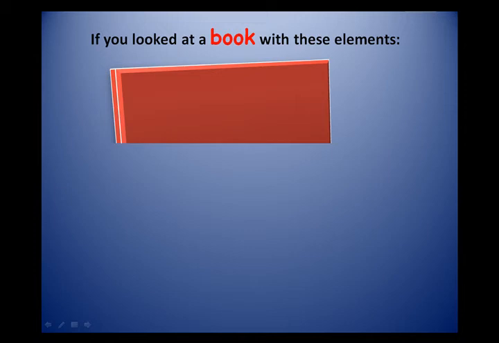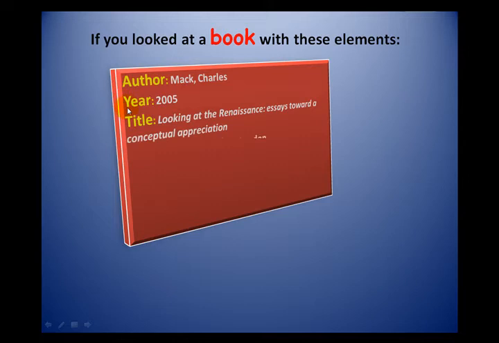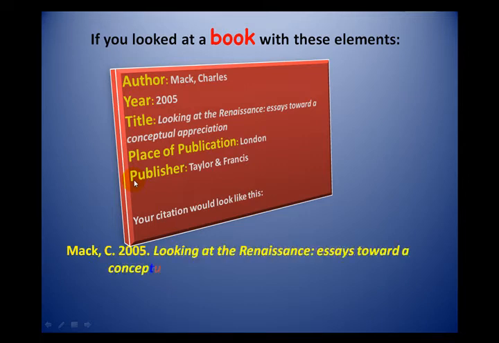Here's an example of the 5 bibliographic elements that we would use from a book. They are the author, the year of publication, the title of the book, the place of publication of the book, the name of the publisher, and your citation would look like this. So, name, year, title, place of publication, publisher. Now let's have a closer look at this before we go on.